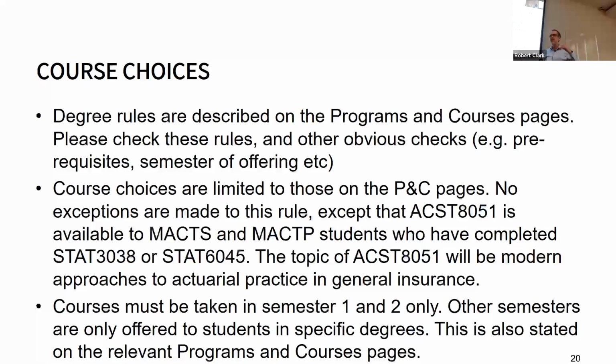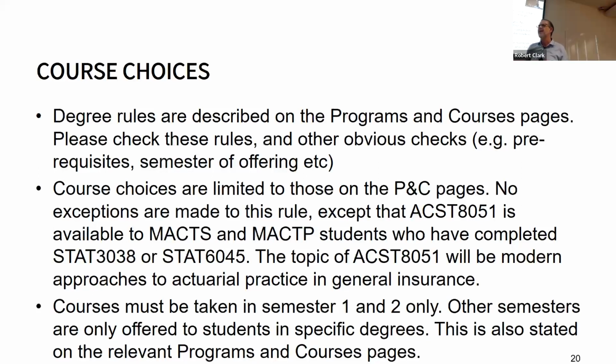It'll have the lists of courses and the number of each type of course that you need to do. There'll be clickable links for each of those courses, and you can then go into the P&C page for each of the individual courses. Those pages will show you the semesters that they're offered and more detail about the content of those courses and so on. So there's really very complete information there. Course choices are limited to those on the programs and courses pages.